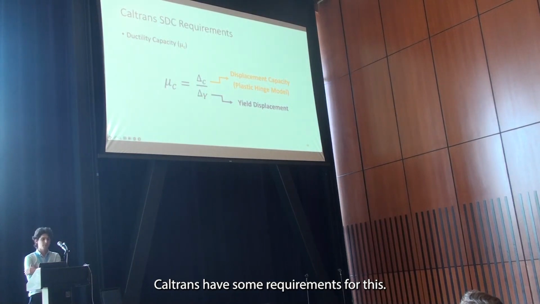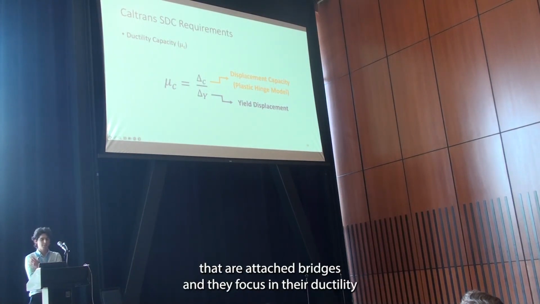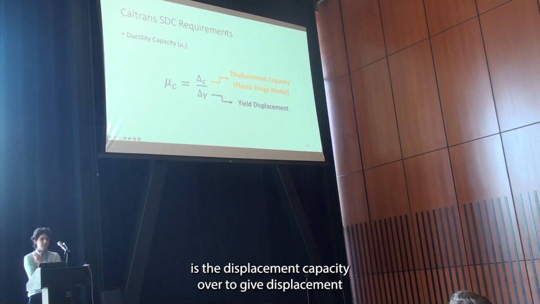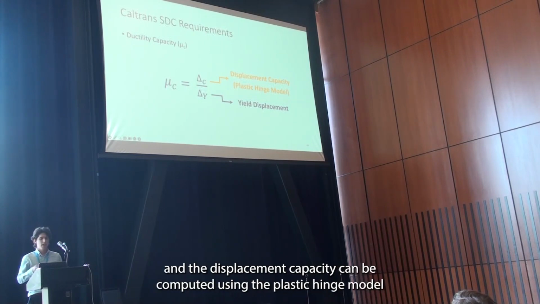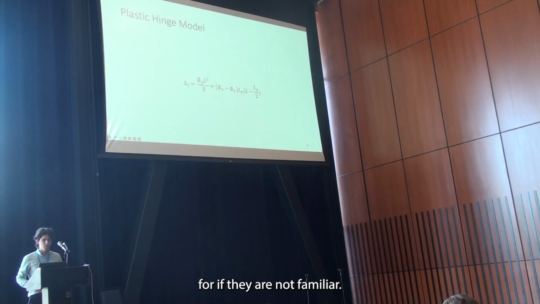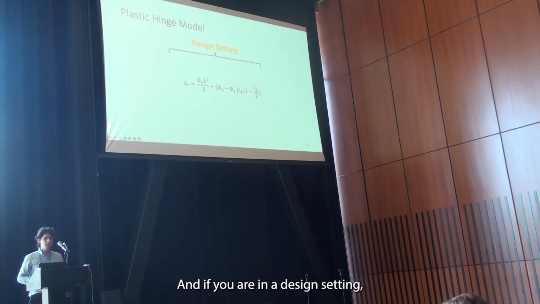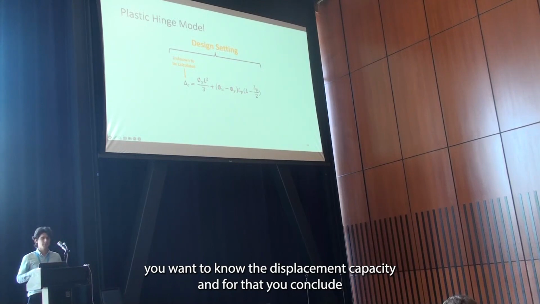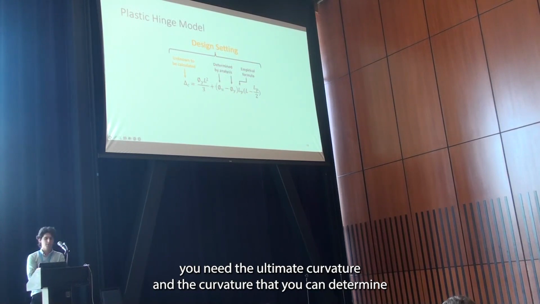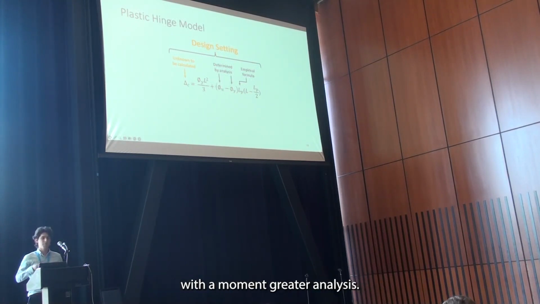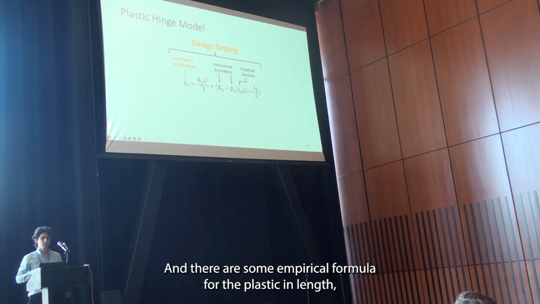Caltrans has some requirements for these special bridges, and they focus on the ductility capacity. The ductility capacity is the displacement capacity over the yield displacement, and the displacement capacity can be computed using the plastic hinge model. For those who are not familiar, this is an equation for the plastic hinge model for a cantilever column. In a design setting, you want to know the displacement capacity, and for that you need the ultimate curvature and the yield curvature that you can determine with a moment curvature analysis, and there are some empirical formulas for the plastic hinge length.